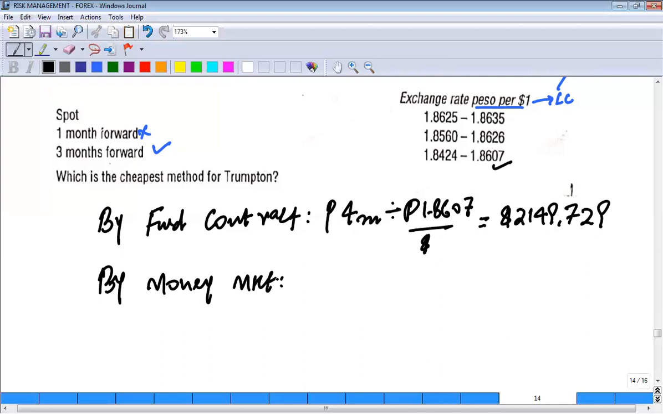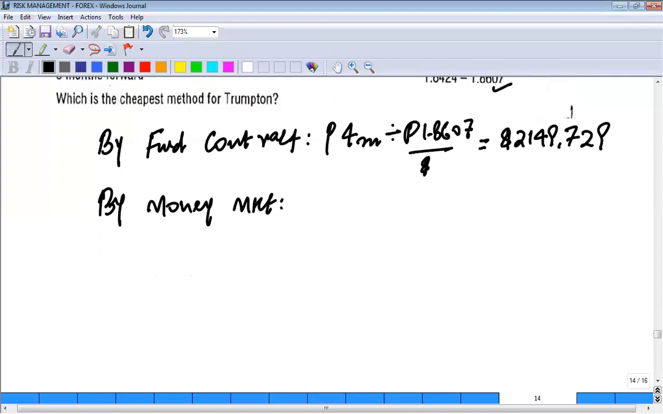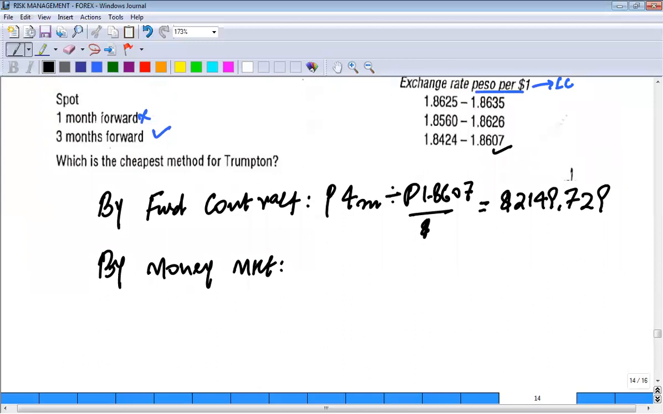Same by money market. So how to do it with the money market? Before starting money market, do remember our standing is now. If we work out the forward, we have to pay this amount after 3 months. So now, we make a contract with the bank, and after 3 months we will pay 2,149,729. That is important.